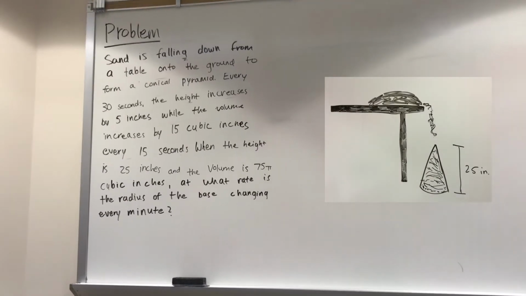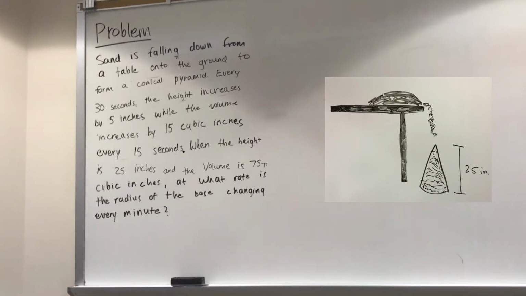Our problem states, sand is falling down from a table onto the ground to form a conical pyramid. Every 30 seconds, the height increases by 5 inches, while the volume increases by 15 cubic inches every 15 seconds. When the height is 25 inches and the volume is 75 pi cubic inches, at what rate is the radius of the base changing every minute?